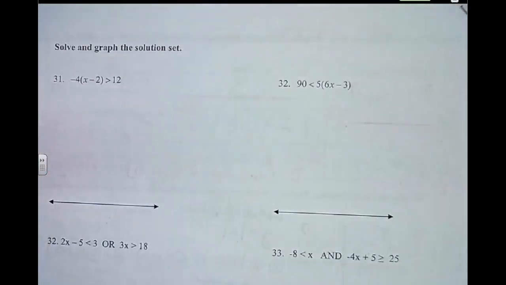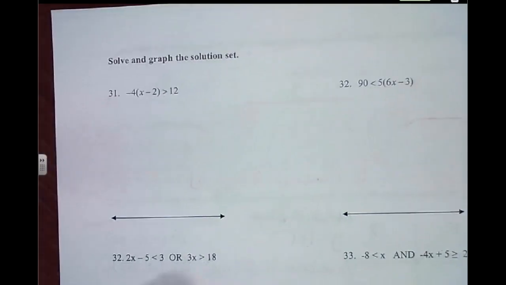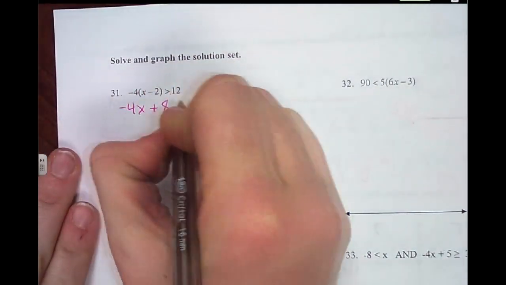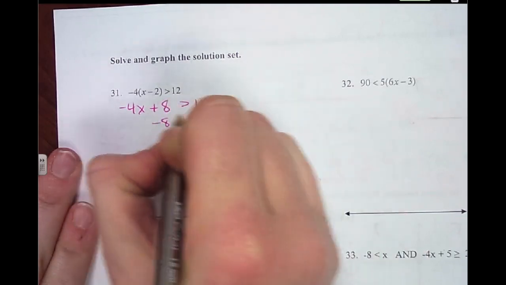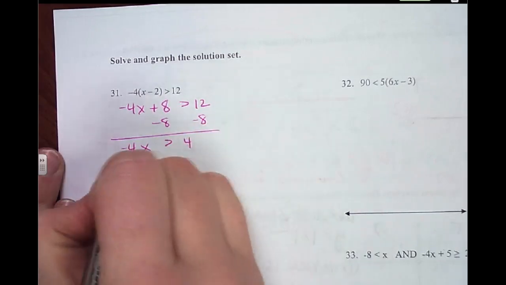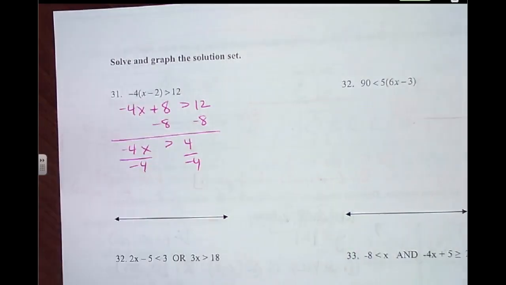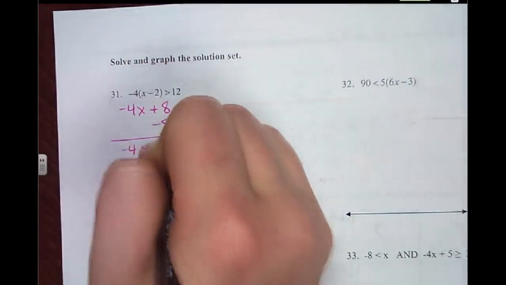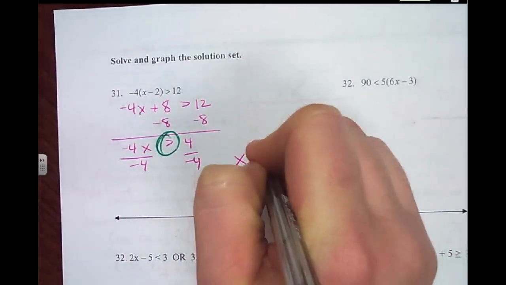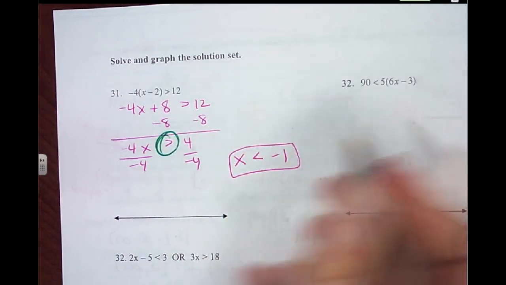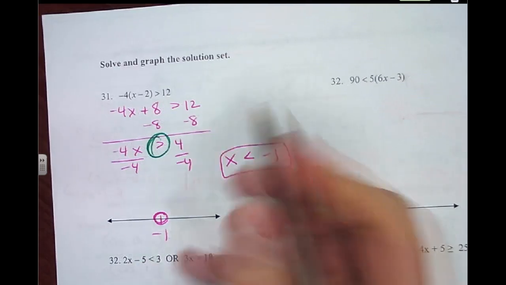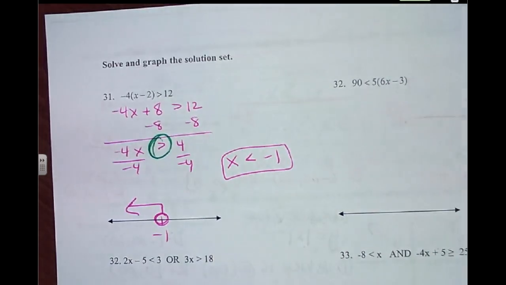Okay, and the last page, solving inequalities. 31, let's distribute. So negative 4x plus 8 is greater than 12. Subtract 8. Negative 4x is greater than 4. Divide by negative 4. I'm dividing by a negative. When I divide by a negative, I have to flip the sign. So this is x is less than negative 1. Negative 1, open circle. It's pointing to the left, so I shade to the left.